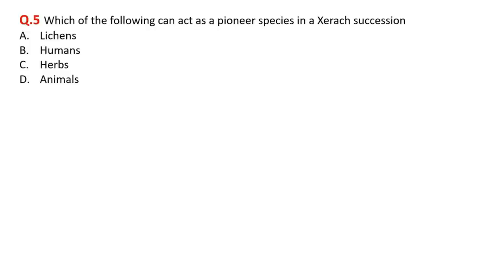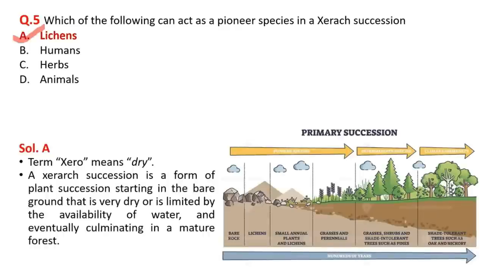So let's read the next question. Which of the following can act as a pioneer species in xerarch succession? The options are lichens, humans, herbs and animals. The correct answer is option A, that is lichens. Let's understand the explanation of this. First let's understand the meaning of pioneer species, or an important species. And what is the meaning of the term xerarch succession?